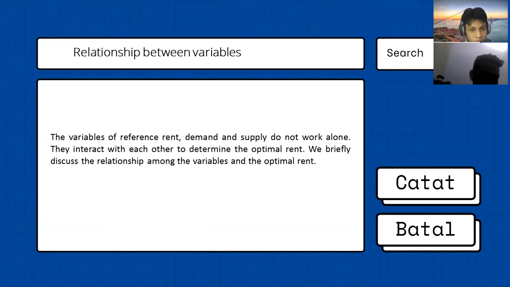Next, relationship between variables. The variables of reference rent, demand, and supply do not work alone. They interact with each other to determine the optimal rent. We briefly discuss the relationship among the variables and the optimal rent. Next, my friend.